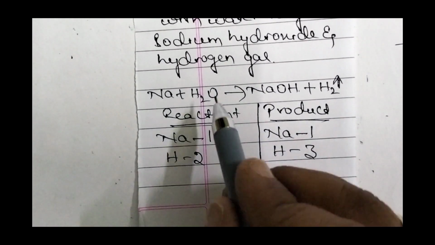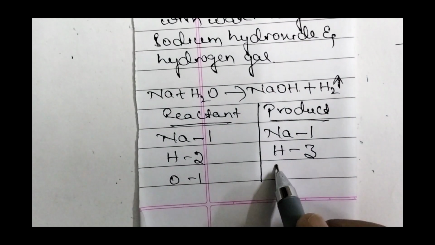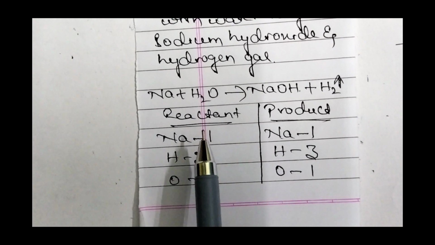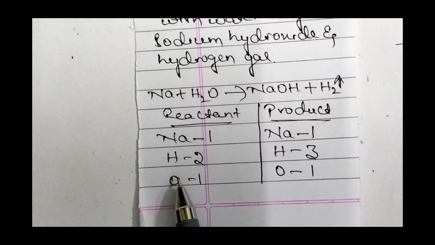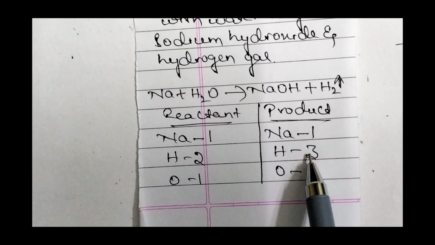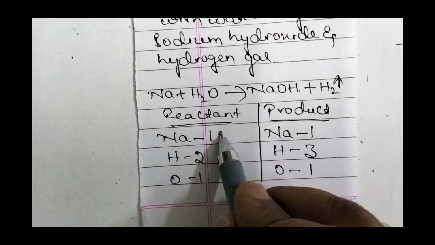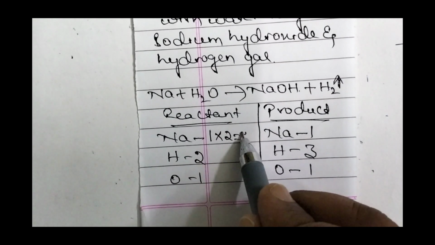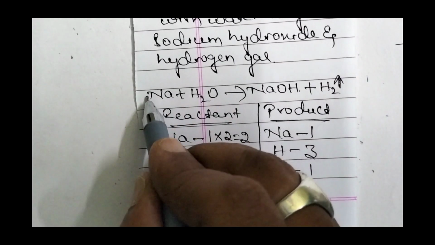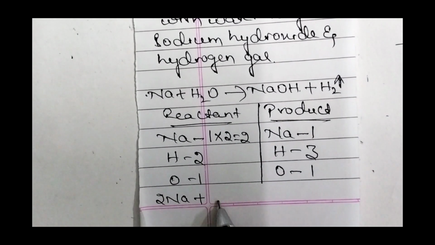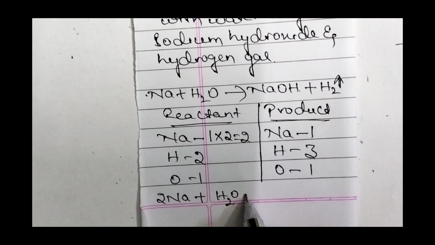Next oxygen, here 1 oxygen is there, this side also oxygen 1 is there. So now let us make the equation balanced. So sodium 1 is equal to 1 balanced, oxygen 1 is equal to 1 balanced, but hydrogen here 2 is there, here 3 is there. So to make these balanced, let us multiply sodium 1 with 2, it will become 2. This 2 should be multiplied here. So it will become 2Na plus H2O gives rise to.